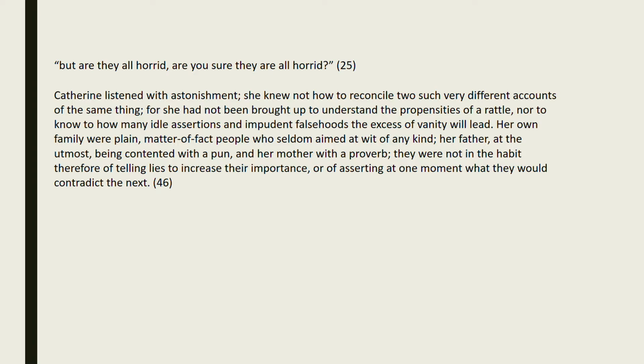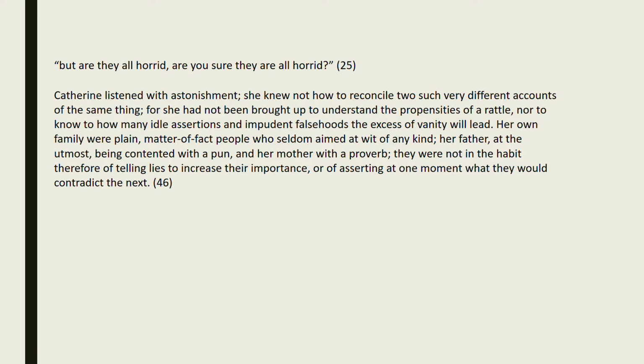Catherine listened with astonishment. She knew not how to reconcile two such very different accounts of the same thing. So this is her response to being repeatedly lied to by John Thorpe, or the fact that he'll say something and then counteract it in the very next sentence. She can't compute what he's doing because she's had such an innocent upbringing. She's never heard somebody lie before in her life, presumably.